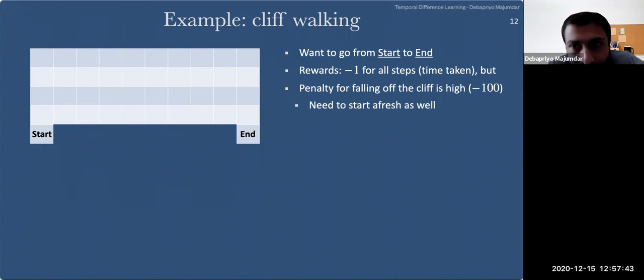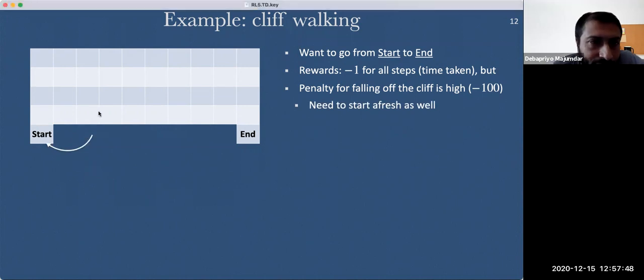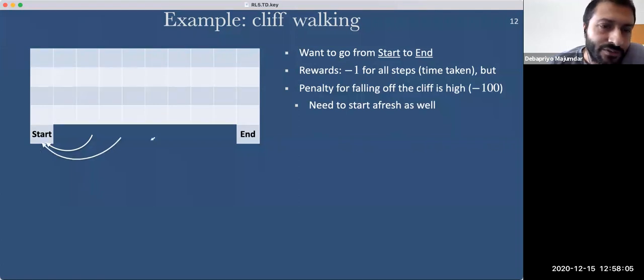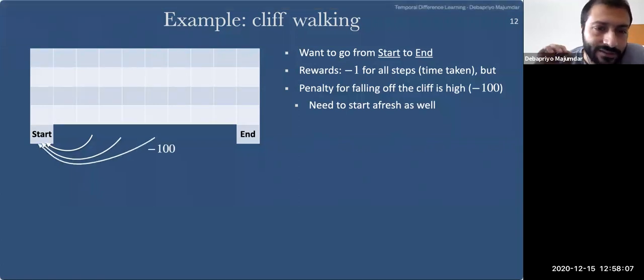So, and then you need to start afresh as well if you fall off. So what essentially happens is, if you take the step towards the right side from here, okay, not right side, you can as well come from here and jump straight off the cliff. But from here, if you fall, then you have to go to start and you also get a -100 reward. Okay, so this is the model.